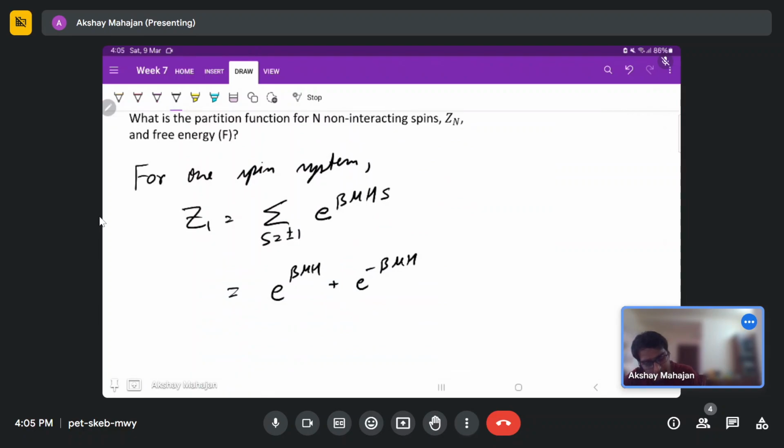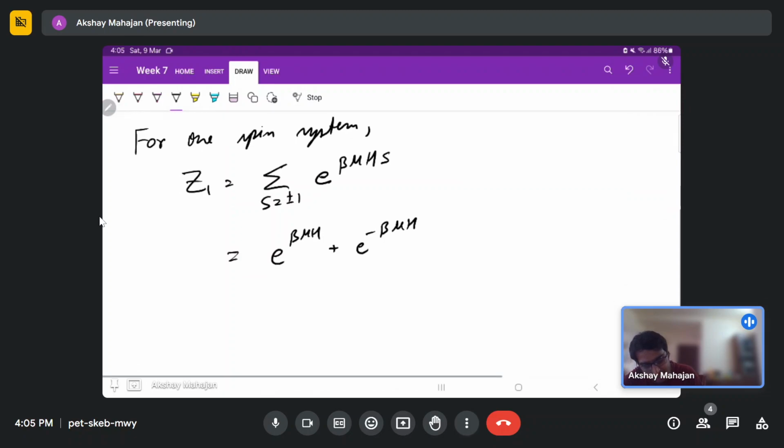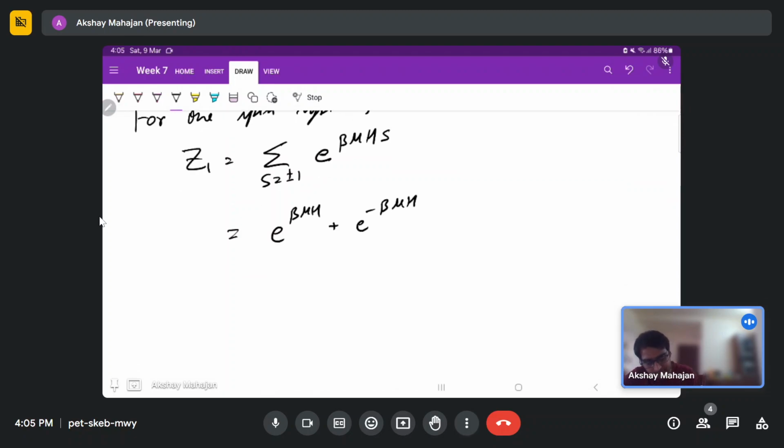So it will be e to the power β μ h times s, and s has only two values we are considering, plus or minus 1, for a one spin system. It will be e to the power β μ h plus e to the power minus β μ h. Alright, so that will give you 2 cosh(β μ h).